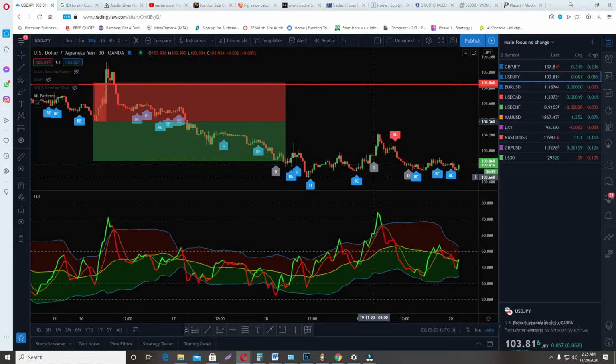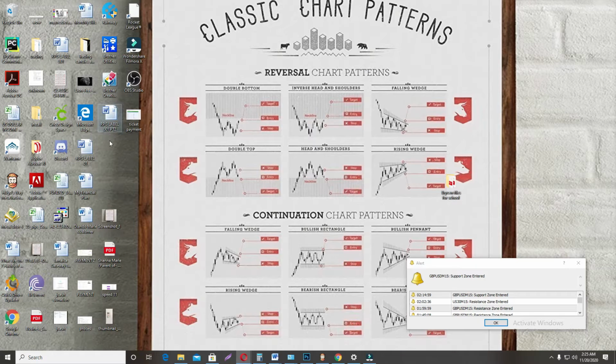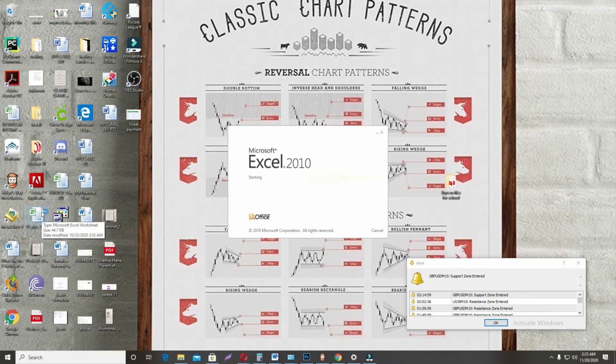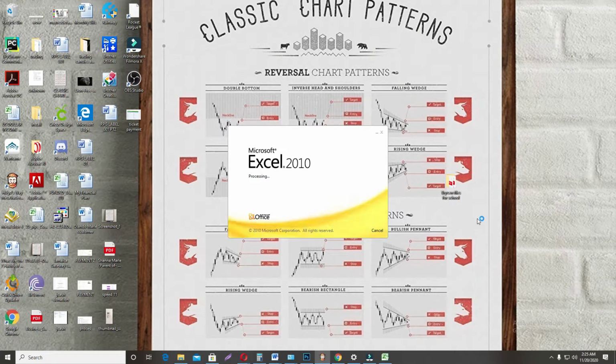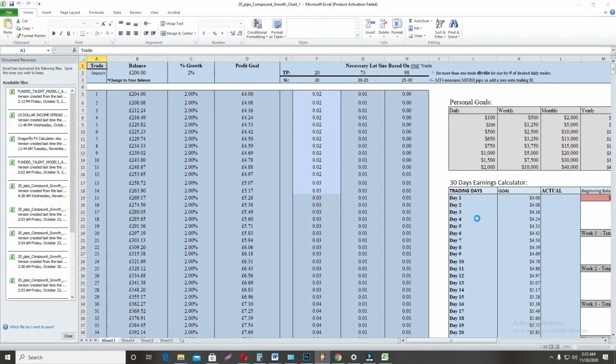And that's another thing I want to talk about: learning how to compound your account. I have, let me see if I can find it, a compounded sheet. This is my 20 pip compounded sheet. This sheet right here helps me to get through my day. It helps me to know where I'm at. And since I'm on the sheet, it helps me to compound my account. It tells me what exactly I should be looking for.